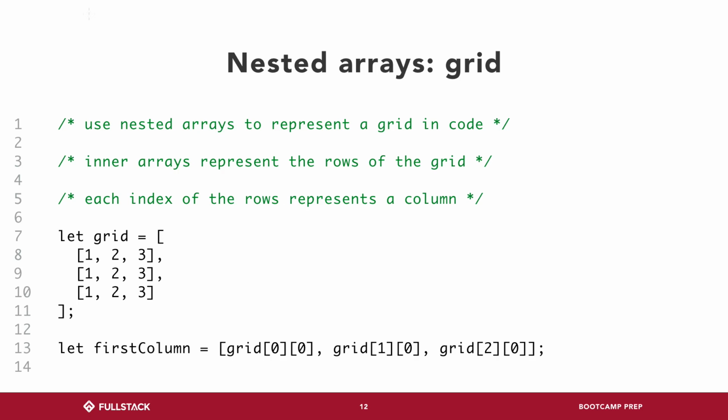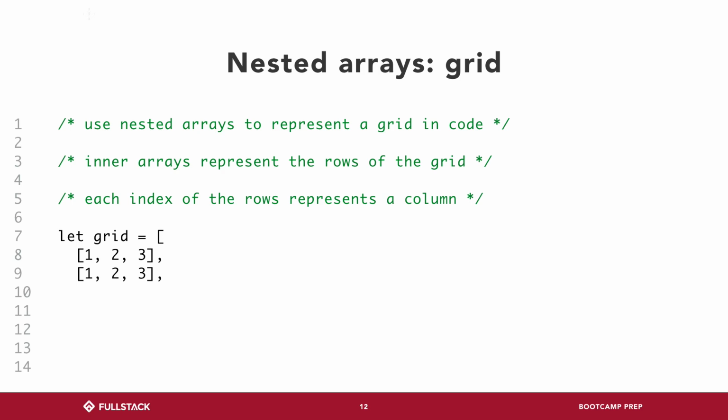If I wanted to show just the column, how would I reference the column? So how would I reference this one? 0, 0. Yeah, grid, the 0th element, the 0th position. And then this one is 1, the 0th position. And then this one, 2, 0.